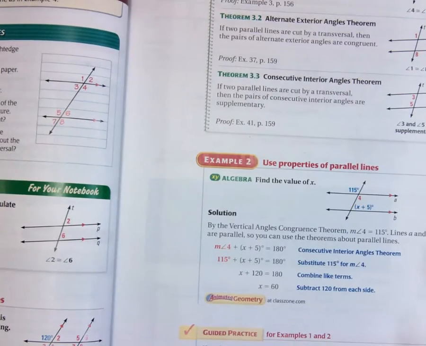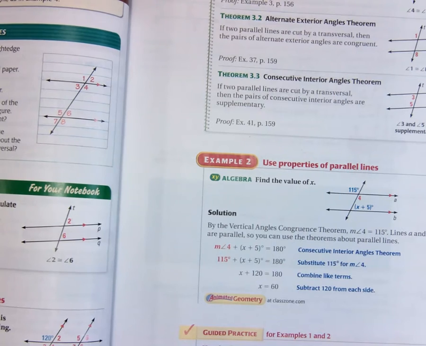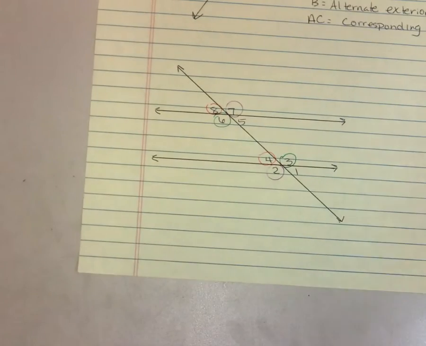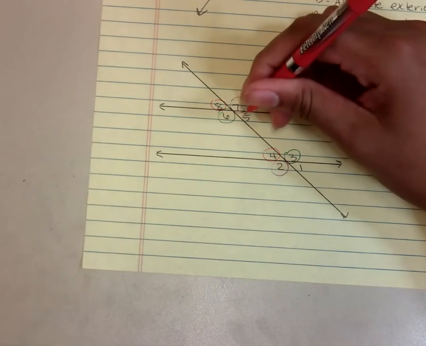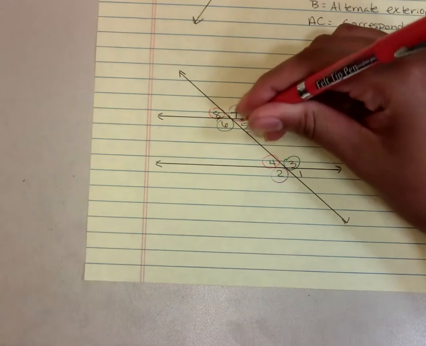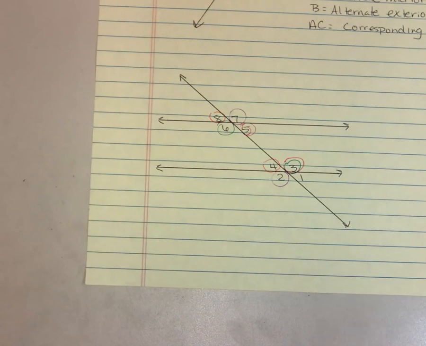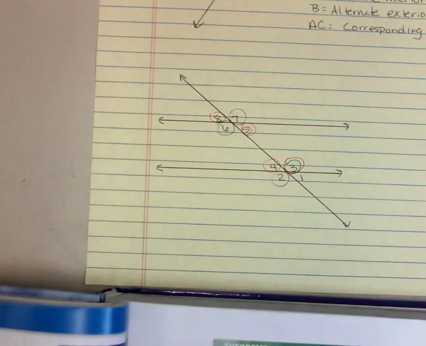And lastly, the consecutive interior angles theorem, which is: if two parallel lines are cut by a transversal, then the pairs of the consecutive interior angles are supplementary, which are 5 and 3.